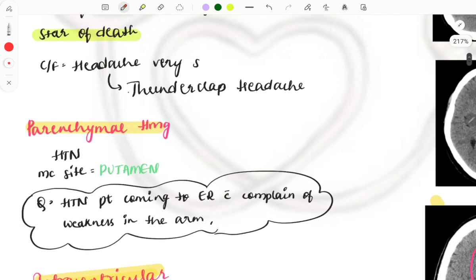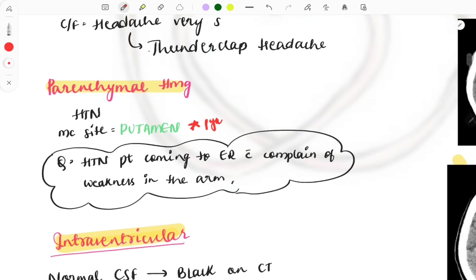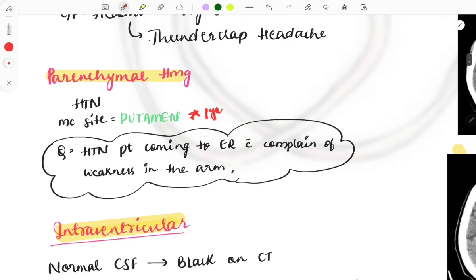Then parenchymal, the most common cause is hypertension, and the most common site is the putamen. PYQ, it was asked. A question can be described like: a hypertensive patient coming to the ER with complaint of weakness in the arm. So what is the cause? It will be the parenchymal hemorrhage, or if they ask the site, it will be the putamen.